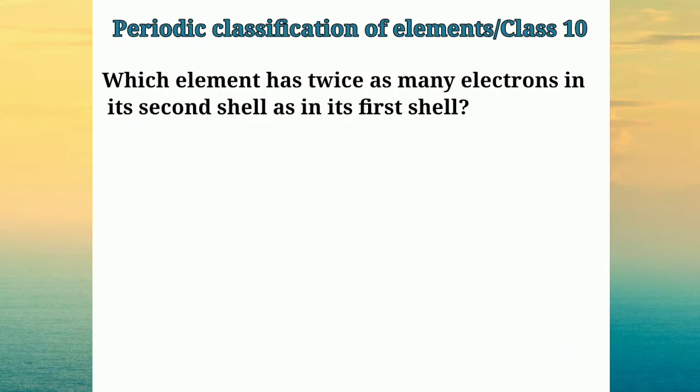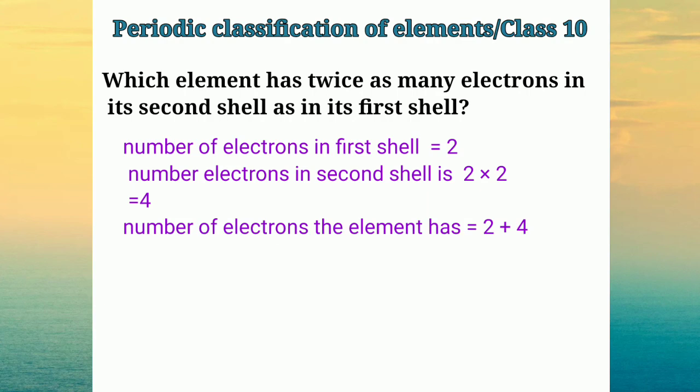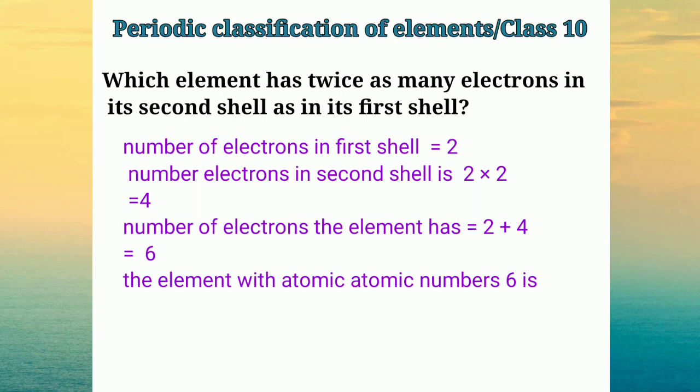Which element has twice as many electrons in its second shell as in its first shell? The number of electrons in the first shell is equal to 2. The second shell has twice as many electrons as the first shell, so the number of electrons in the second shell is 2 times 2, that is 4. So the total number of electrons the element has is 2 plus 4 equals 6. The element with atomic number 6 is carbon.